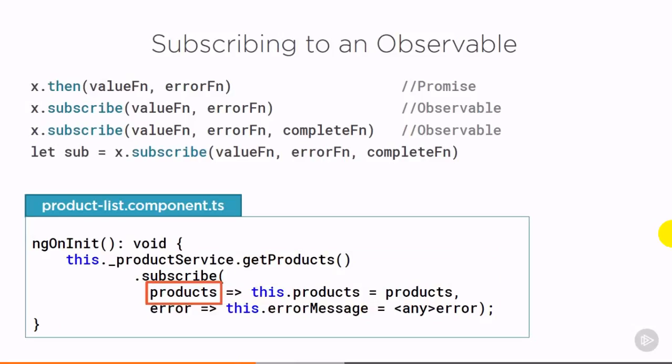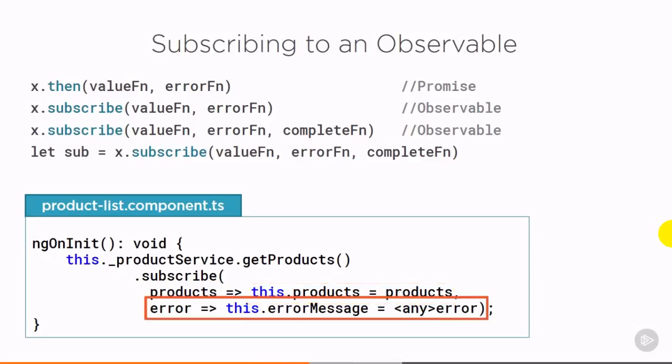Since HTTP calls are single async operations, only one item is emitted, which is the HTTP response object that was mapped to our product array in the service. So the parameter is our array of products. This code then sets the local products property to the returned array of products.